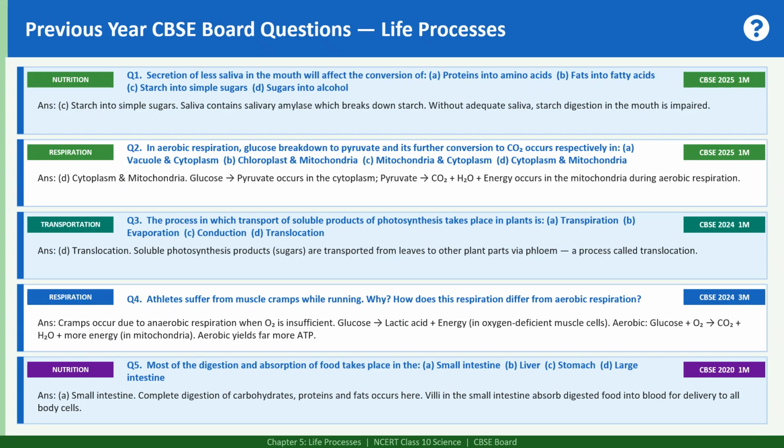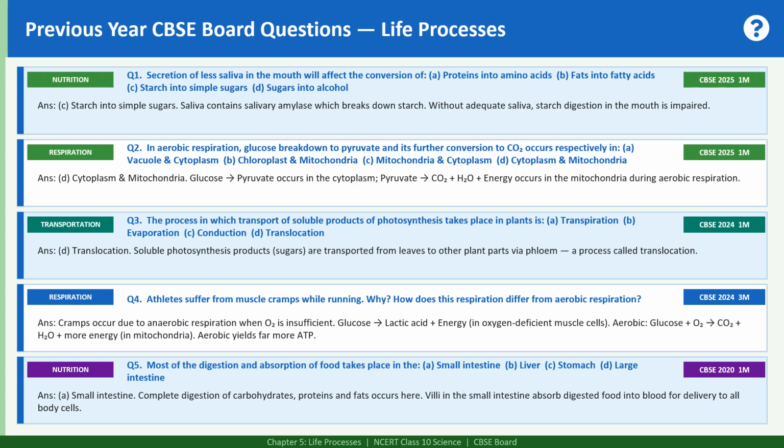These are some previous year questions asked in the Class 10 CBSE board exam. In 2025, a one mark question: secretion of less saliva in the mouth will affect the conversion of proteins into amino acids, fat into amino acids, starch into simple sugars, or sugar into alcohol. The answer is starch into simple sugars. Saliva contains salivary amylase enzyme, which breaks down starch. Without adequate saliva, starch digestion in the mouth is impaired.